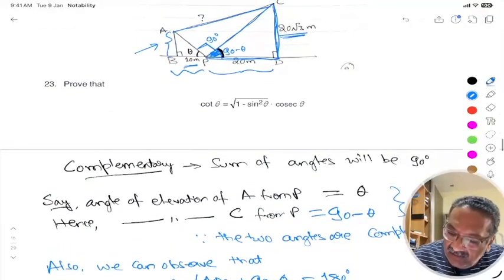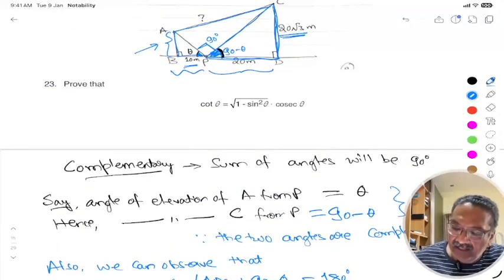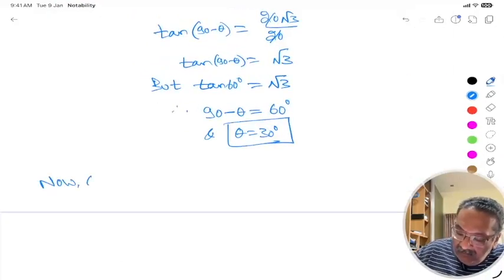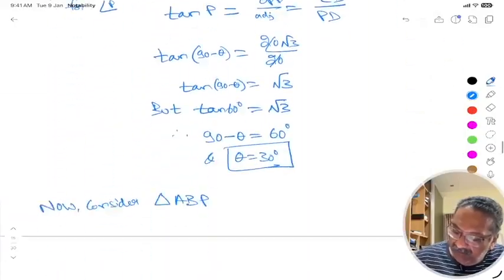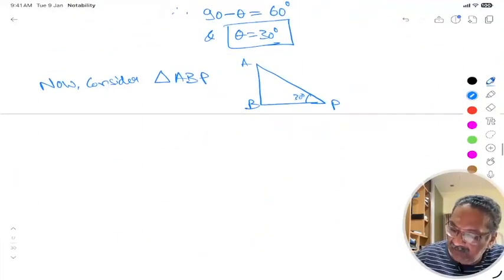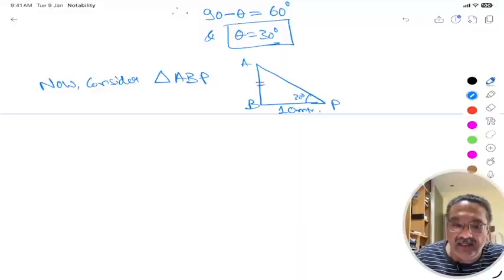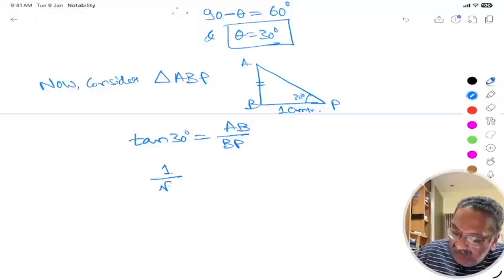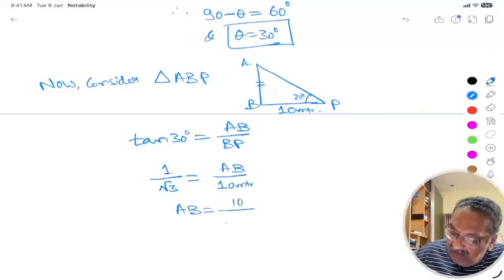So, what did we learn here? We found the angle theta. Now let us come to triangle ABP. Consider triangle ABP. Here, theta is 30 degrees, which we know. A, B and P. Further, what do we know? BP is 10 meters. Now we need to find AB, right? We know tan 30 degrees is equal to opposite AB by BP. What is tan 30 degrees? Tan 30 degrees is 1 by root 3, which is equal to AB, which we do not know, by BP, which is 10 meters. Therefore, I have AB is 10 by root 3.